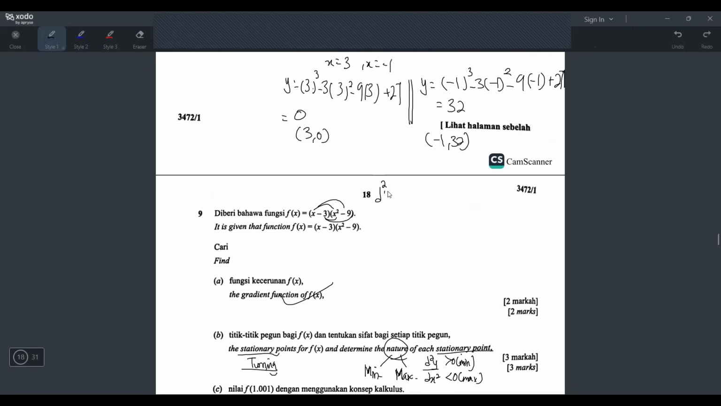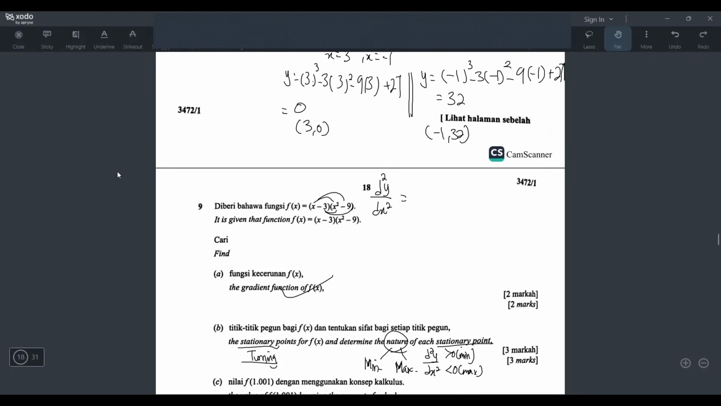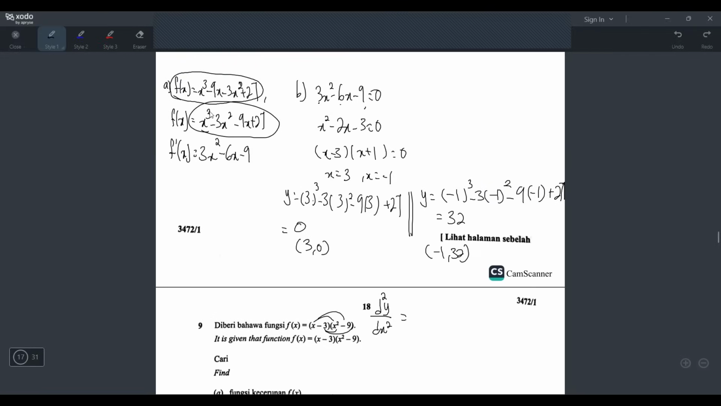So you have to do d2y over dx2, which is known as the second derivative. So how do you do the second derivative? Very easy. Second derivative means you differentiate two times. You differentiate the equation twice, right? Differentiating once gives this one. So what is differentiating twice? It means you will look at this and differentiate once again.